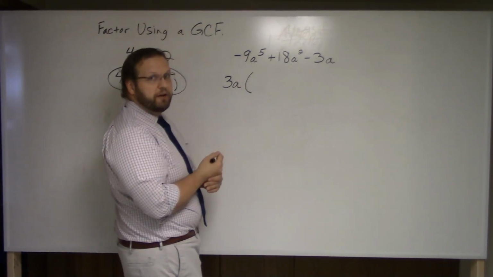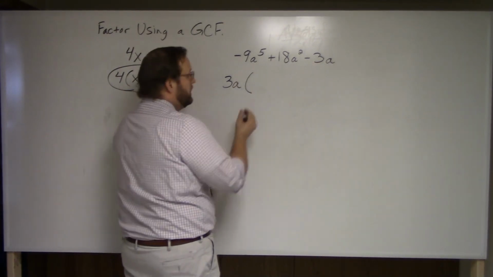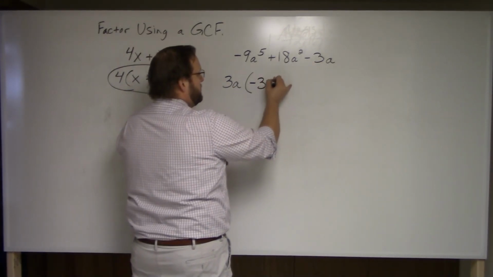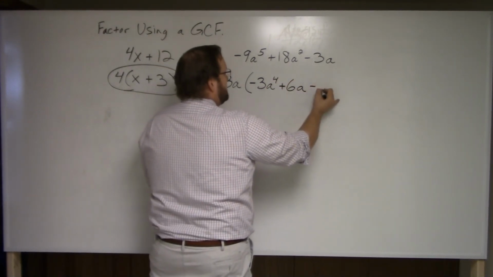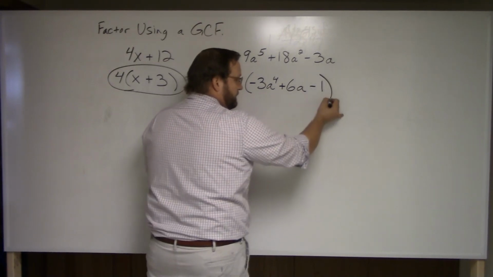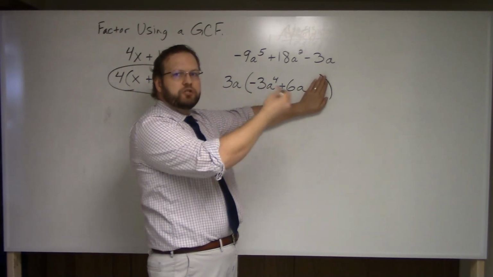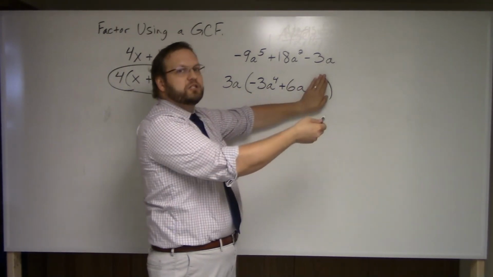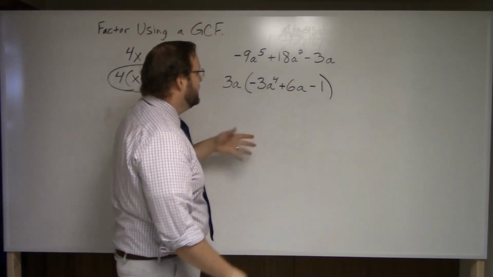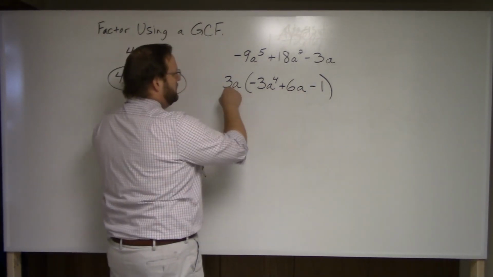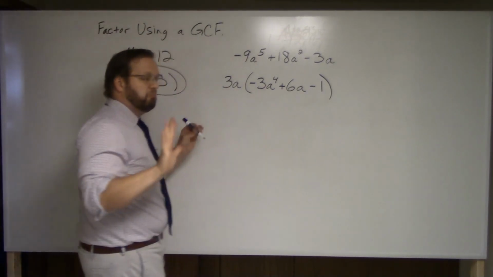Okay, there's my GCF, but I have to write what's left over. So if I divide each of these by 3a, I got negative 3a to the 4th plus 6a minus, don't forget, a 1. That 1 is absolutely necessary. If you don't have that, remember, you should be able to distribute this back. There would be nothing to distribute back to get that last term. So that has to be placed in there. Okay. Again, to verify, nothing else in common. 9a to the 5th, 18a squared, negative 3a, we're good to go.